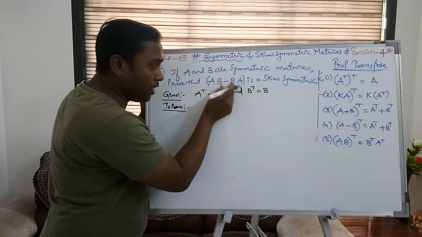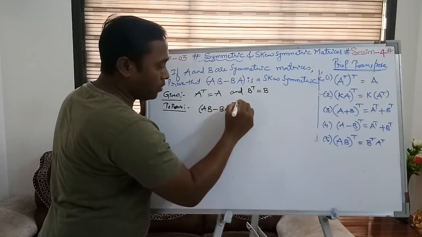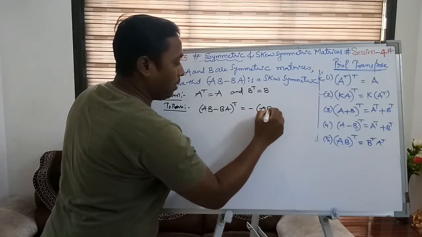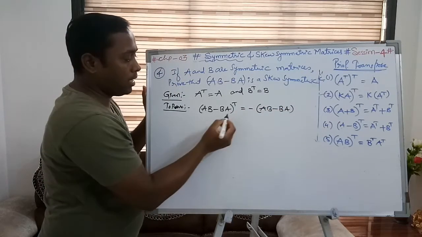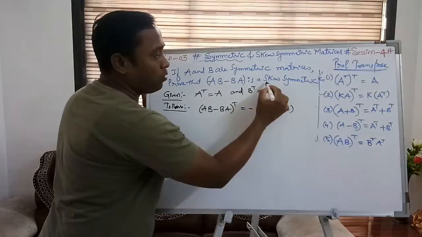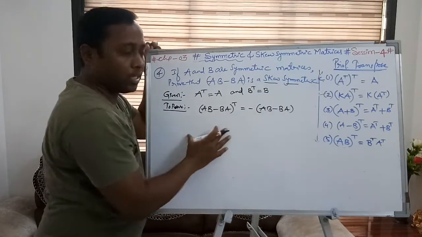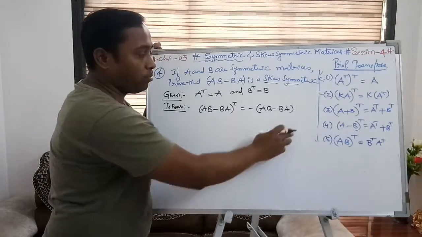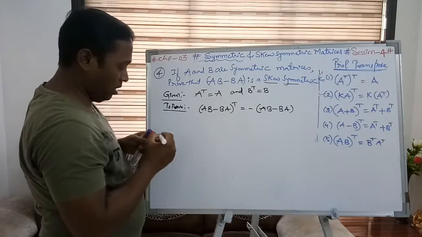It means the transpose of AB minus BA is equal to minus of AB minus BA. Let us say it is the P matrix. So P transpose equals minus P, because we have to prove it is skew symmetric. To prove this, I can take the left hand side and simplify it to get the right hand side. So I am taking the left hand side.